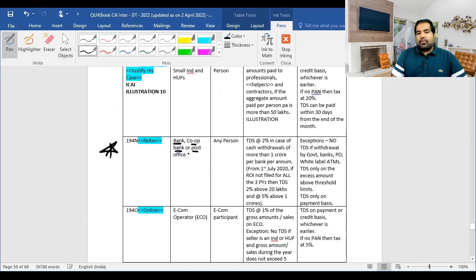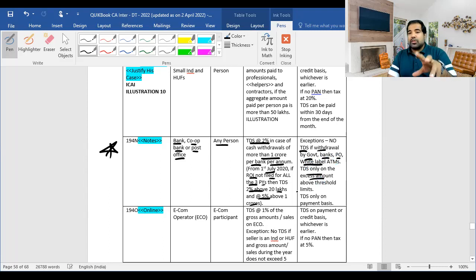Banks, cooperative banks or post offices, whenever they are paying money to any person, TDS at the rate of 2% if the amount is more than 1 crore per bank per annum. However, from 1st July, if the ROI is not filed for all the 3 previous years, then TDS 2% above 20 lakhs and 5% above 1 crore. No TDS if withdrawal is by government, banks, post offices, white label ATMs. TDS only on the excess amount.